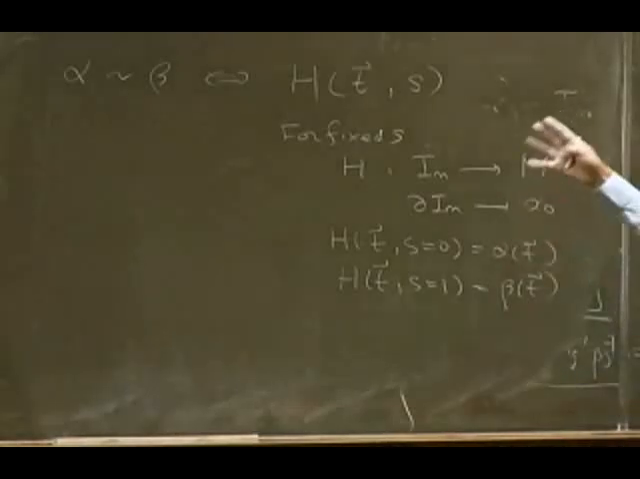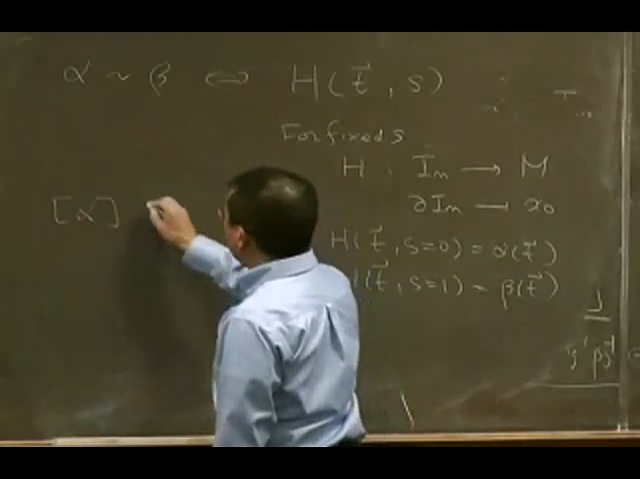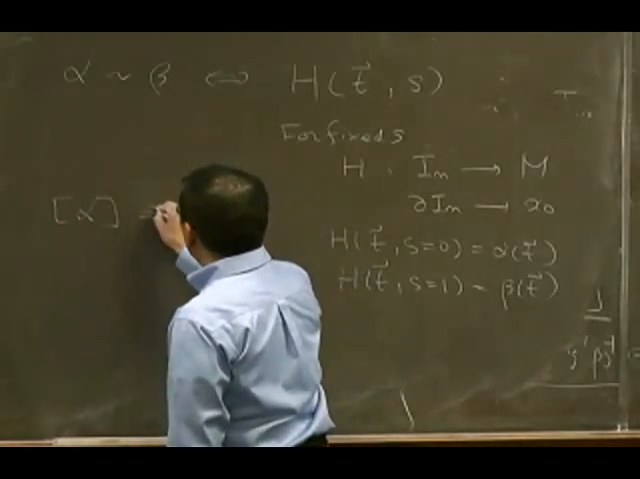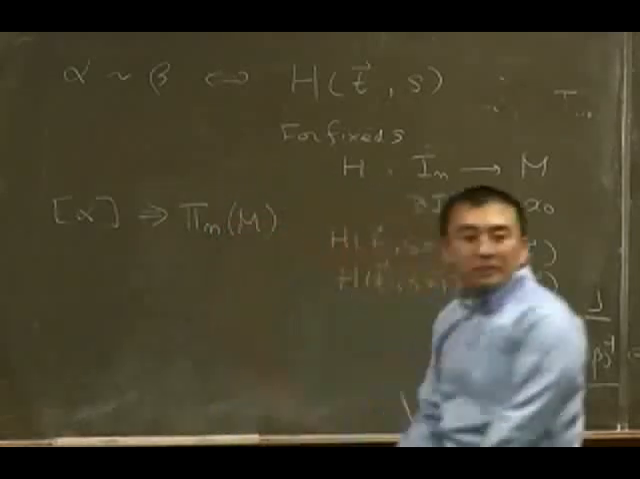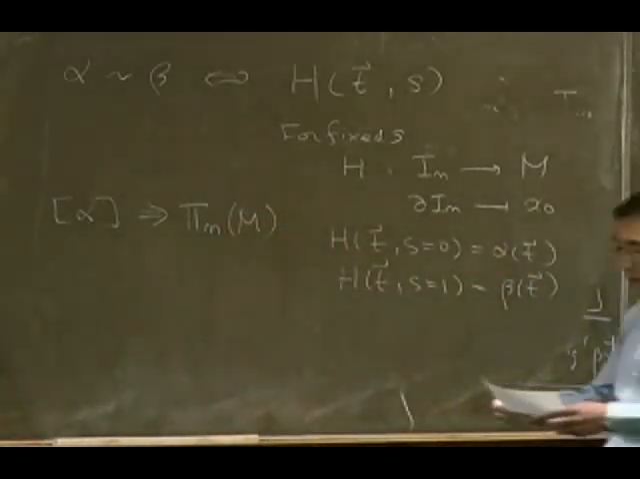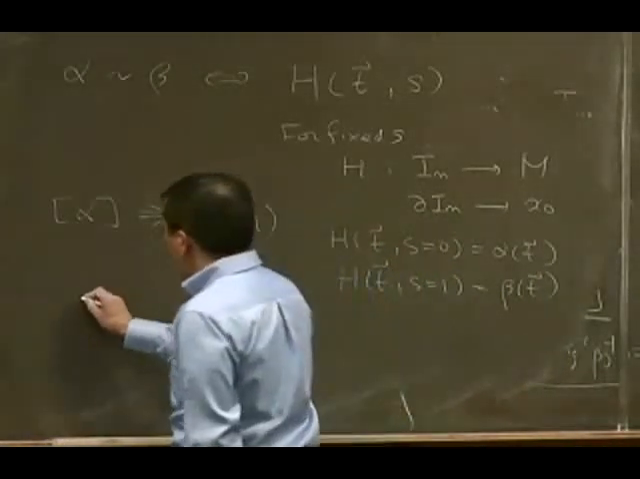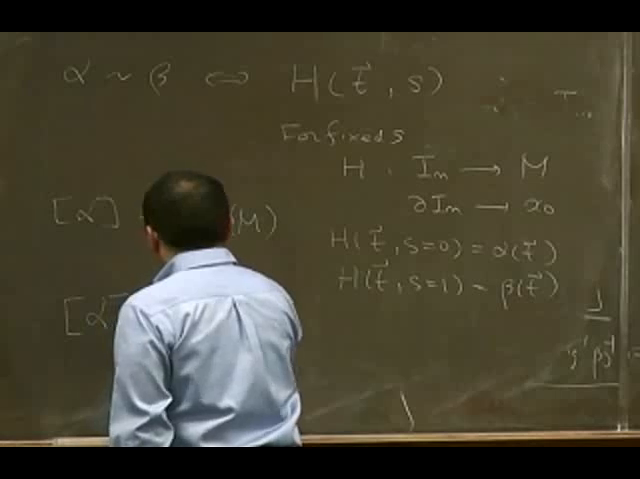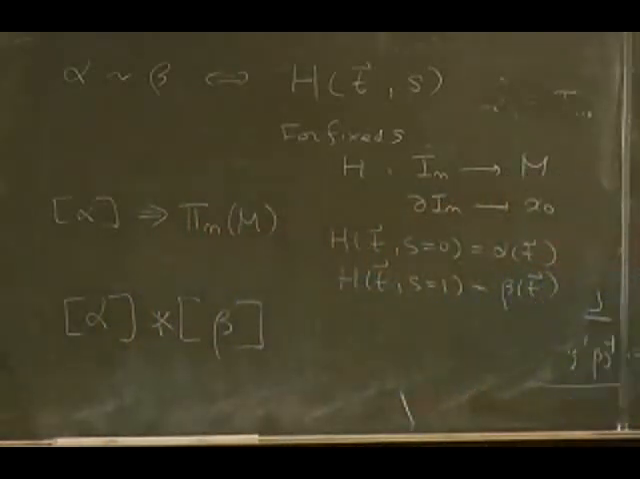So this gives you the equivalence relation. So therefore this gives you homotopy classes, and the collection of those is going to define pi n of M. Now we also have to define multiplication of two such things. If we have alpha and beta as homotopy classes, then we have to define their multiplication.